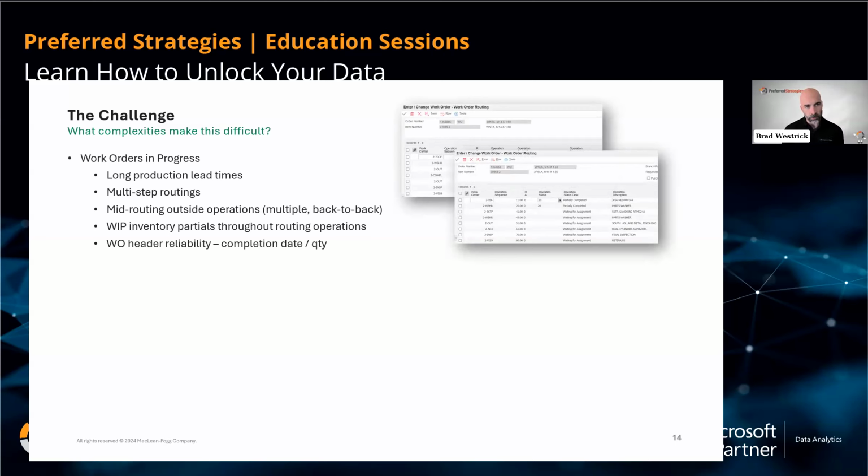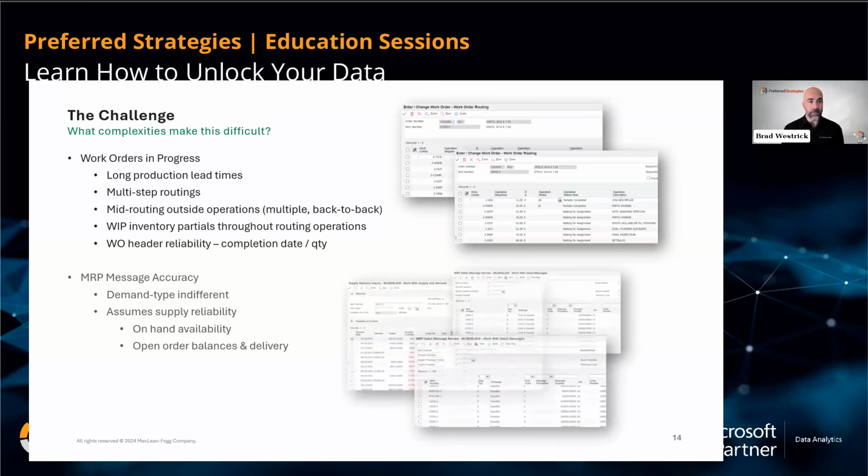I put down WIP inventory partials throughout routing operations. What I mean by that is we don't wait for the entire quantity to complete at each operation before we begin a partial on the next operation. And so what that results in is WIP inventory at different quantities in multiple operations and work centers for each work order. Then I put work order header reliability, and the work order header reflects a single open balance quantity and completion date. And it doesn't give us a clean or realistic look at how many parts will be available and when. And that directly affects our MRP message accuracy.